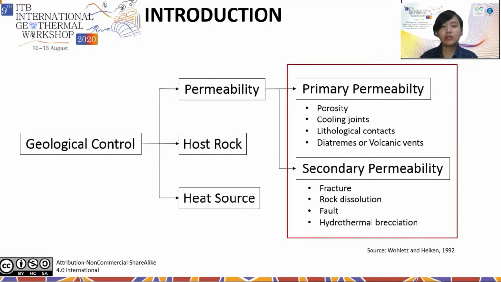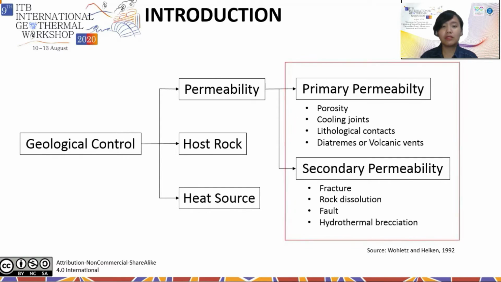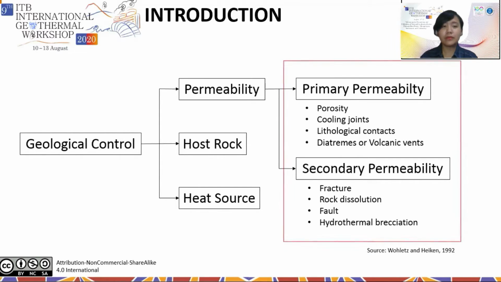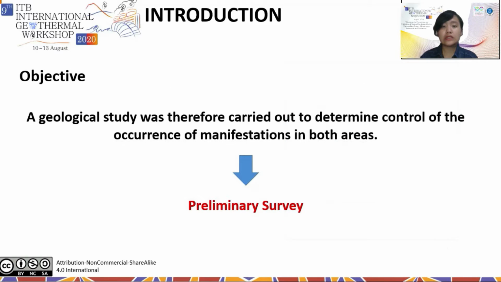We will confirm which permeability controls the occurrence of manifestation in both areas. Based on that background, this research is aimed to determine the control of geothermal manifestations at Batu Gede and Batu Kapur area by conducting a preliminary geological study with additional geochemical data from anomaly manifestation.